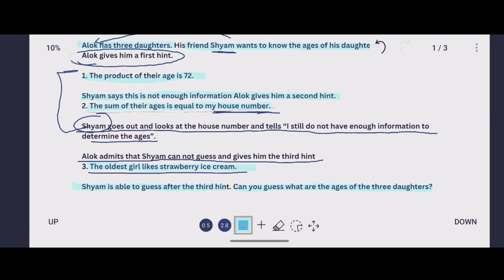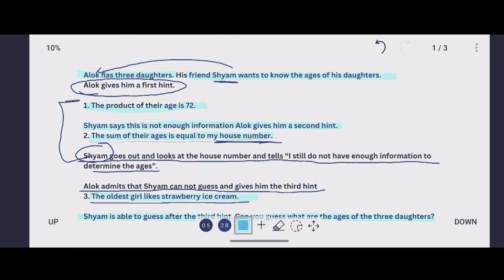Okay, let me just simplify this entire scenario for you. There is one person whose name is Alok and he has three daughters, and Alok has a friend whose name is Sham, and Sham wants to identify the ages of all of the daughters of Alok, and for that Alok is giving hints one by one to Sham. The first hint is the product of their ages is 72, right? Then the second hint is the sum of their ages is equal to the house number, but we do not know the house number, right?